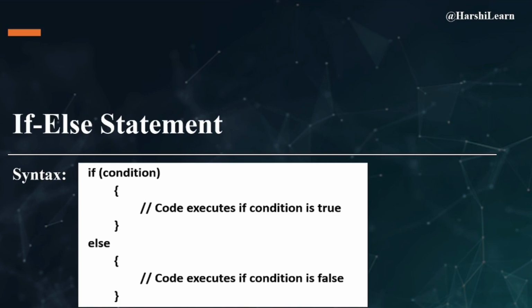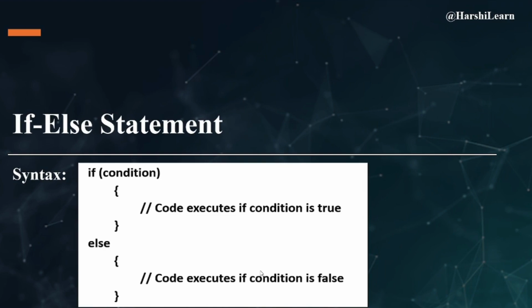Okay. If the condition is true, then it will execute one block of code. If the condition is false, it will execute another block of code. It is mainly used when there are two possible outcomes. Here you can see the syntax. If the condition is true, it will execute the first block of code. Otherwise, it will come to this else block and execute another block of code.